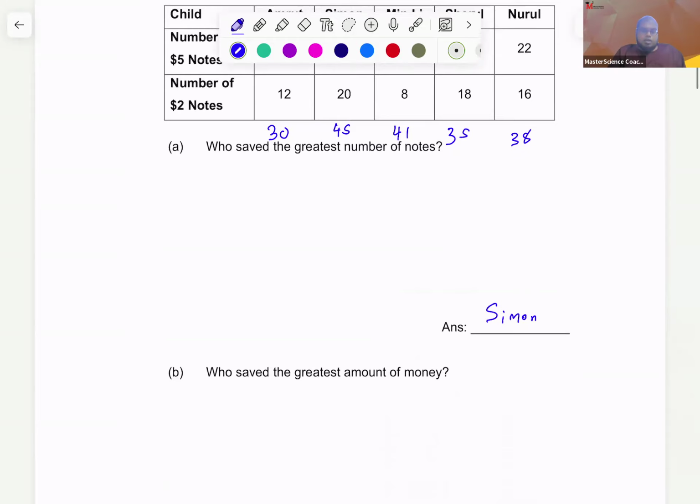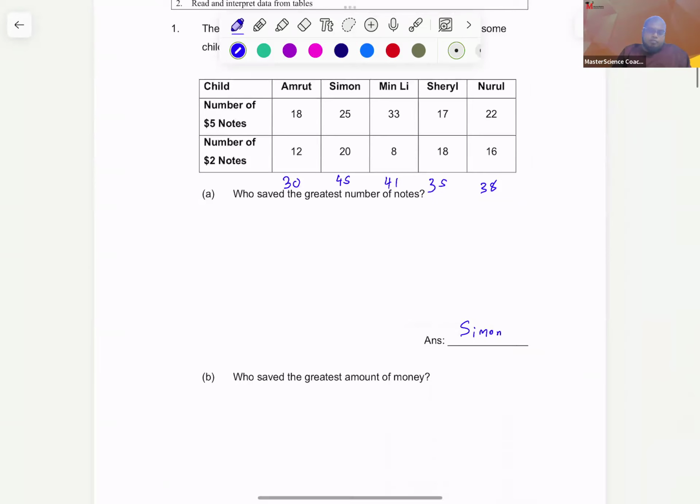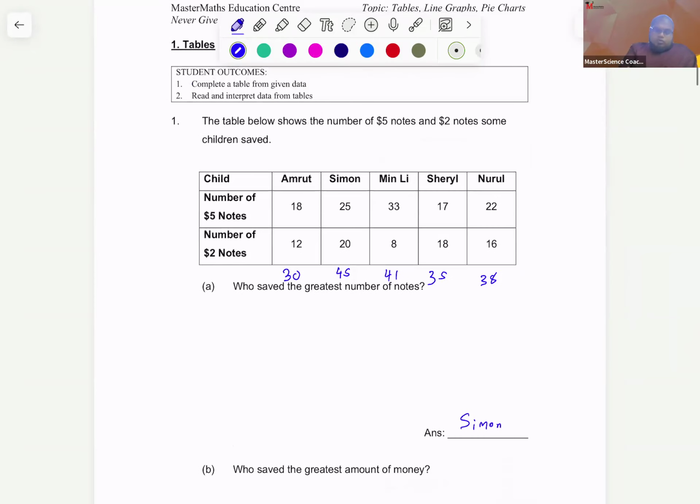Okay, who saved the greatest amount of money? Okay, so we need to multiply. So for this one, I need to multiply individually: 18 times 5, 90, 12 times 2, 24. Then I plus these two together, become 114.